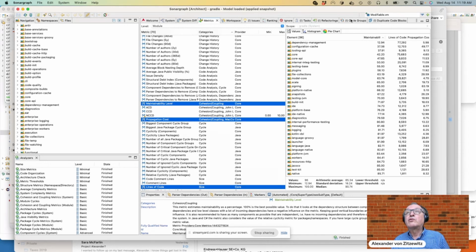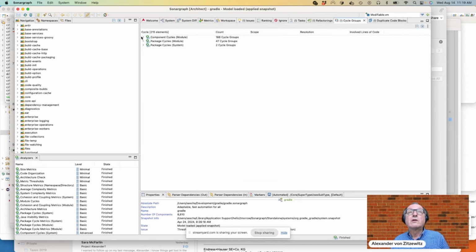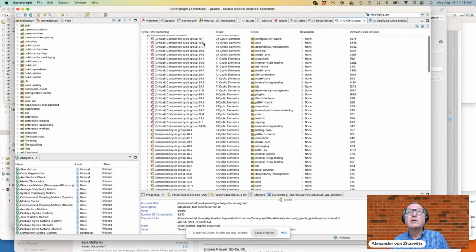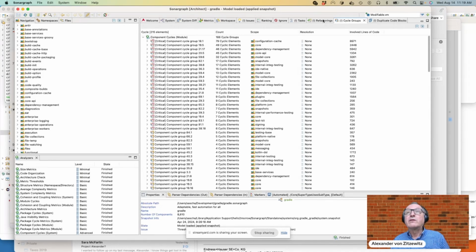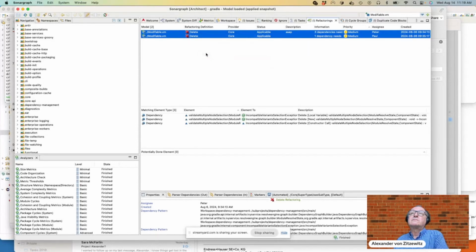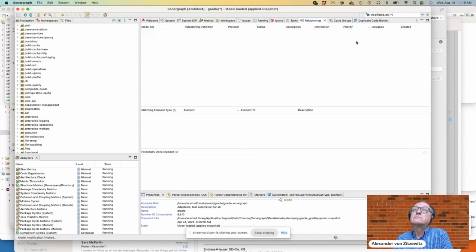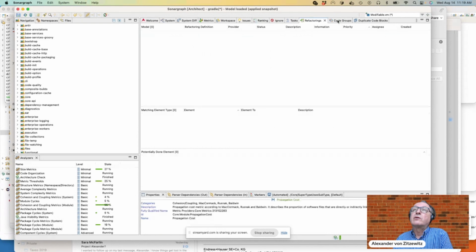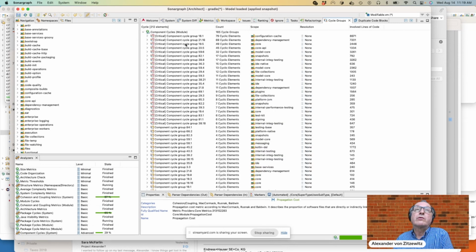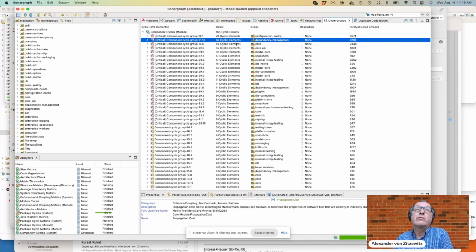So the next step, what we usually do is look at the cycle groups. And if I look at basic compilation unit cycle groups, I see, oh man, I didn't clean up from my last demo, I'm sorry. Give me a second. It's now recalculating everything. And here we have the component cycles again. And now we see dependency management has a pretty big Java file cycle group.